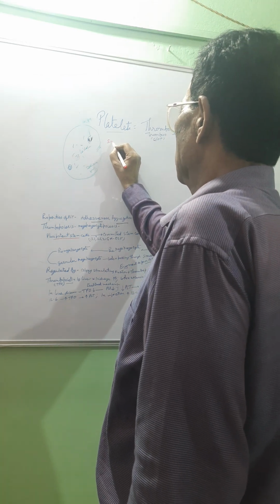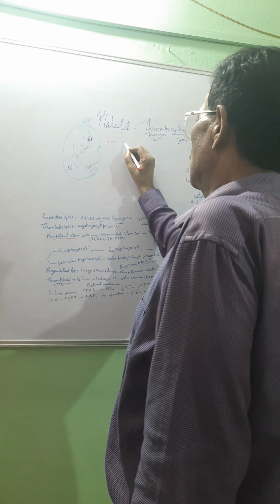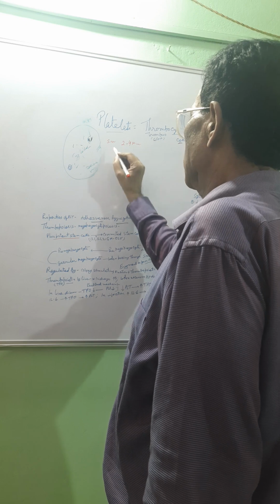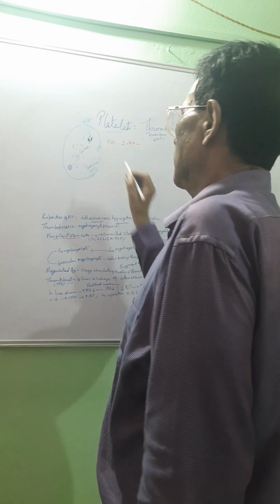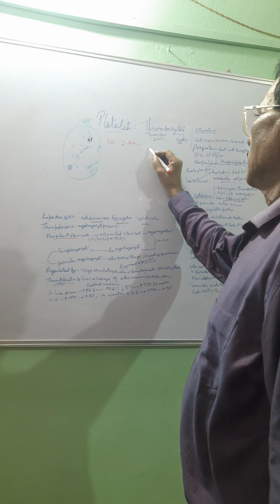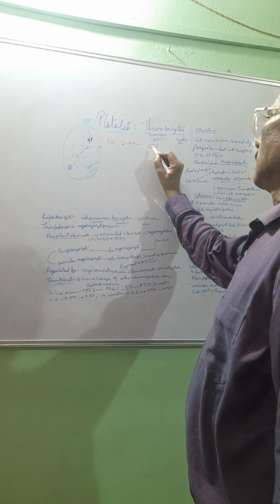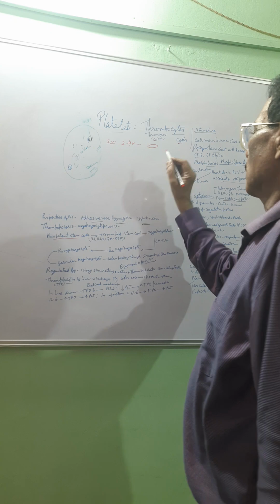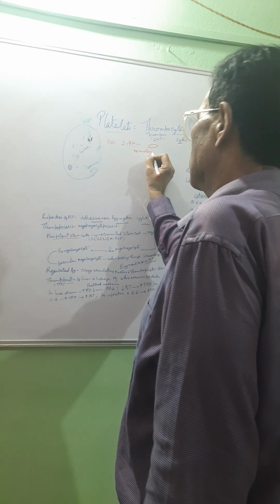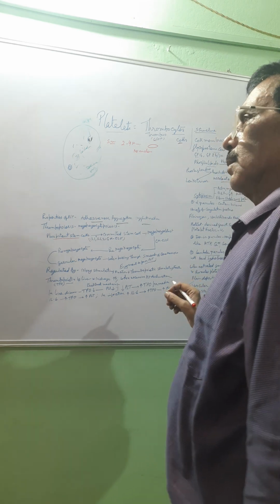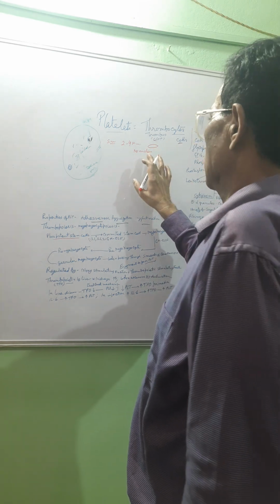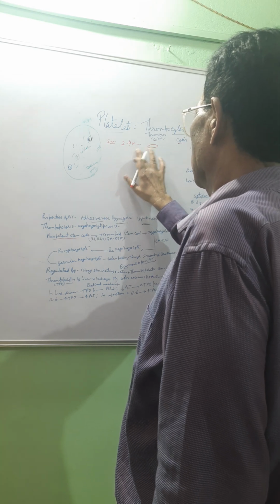The size of the cell is 2 to 4 micron in diameter, and they are oval or rod-shaped biconvex structures without a nucleus. There is no nucleus. Mitochondria, Golgi bodies, rough endoplasmic reticulum, and glycogen storage are present, but the nucleus is not present.